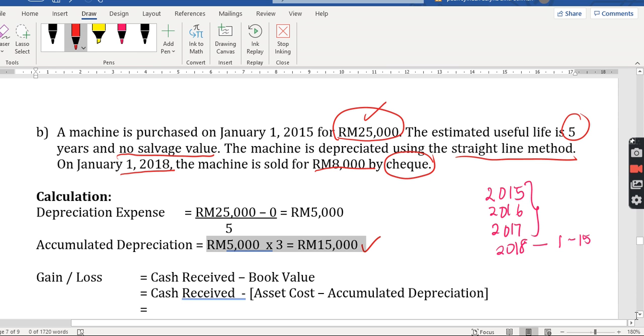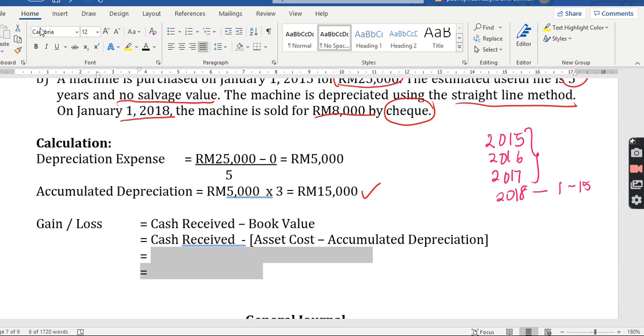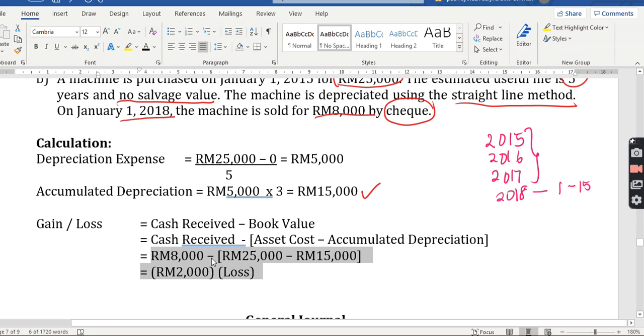Okay, so you can see here, we need to calculate the gain or loss. If we do not want to use the formula or the outside calculations to calculate the gain and loss, it's okay. You can still use the journal entry to calculate whether you are getting any gain or loss. Cash received berapa? We receive 8,000. Kita jual RM8,000.